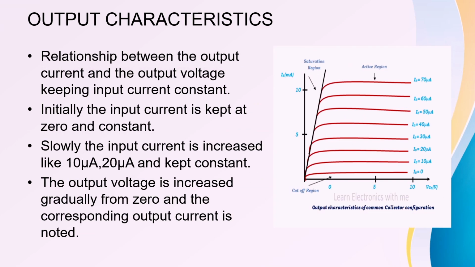So the output characteristics of common collector configuration. It is the relationship between the output current and the output voltage, keeping the input current constant. Initially the input current IB is kept at 0 and kept constant. Slowly the input current IB is increased, like 10 microampere or 20 microampere, and kept constant at that value. And the output voltage is increased gradually from 0 and the corresponding output current IE is noted.